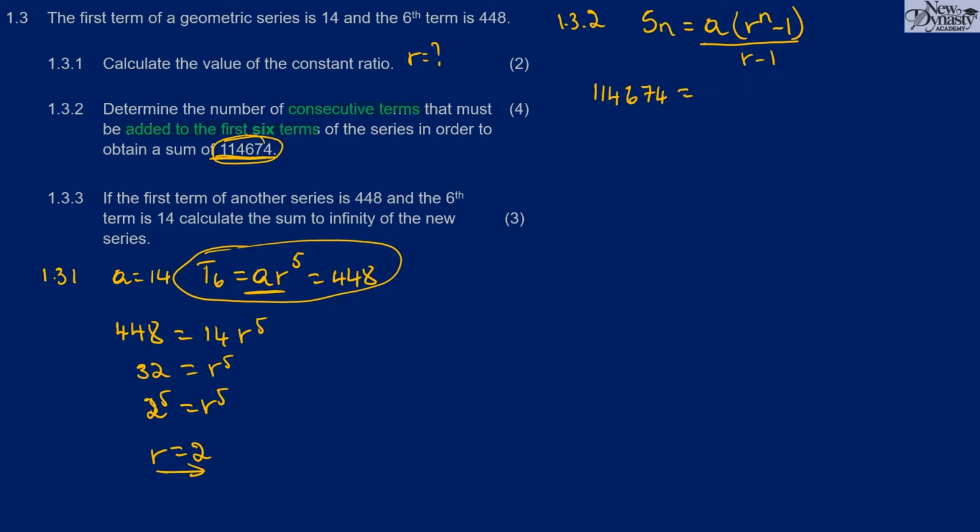The first term is 14. Our r was just calculated there as 2, and n is what we are looking for. Remember, your n represents the number of terms. Then that is divided by 2 subtract 1. Then 2 subtract 1 is basically 1, so you can see that is 2 minus 1. I'm going to remove it here because 2 minus 1 is 1, then you don't have to divide by 1. So basically our equation is like this.